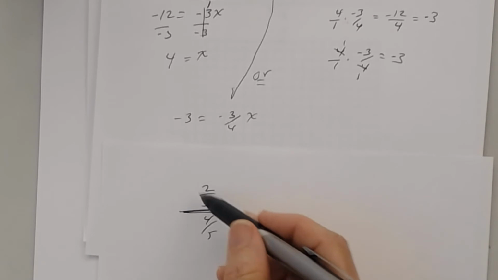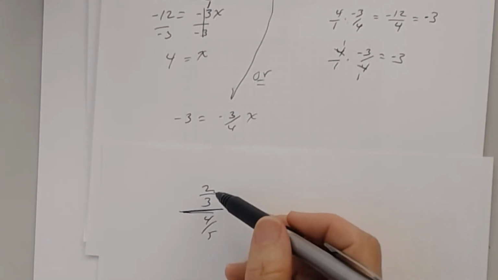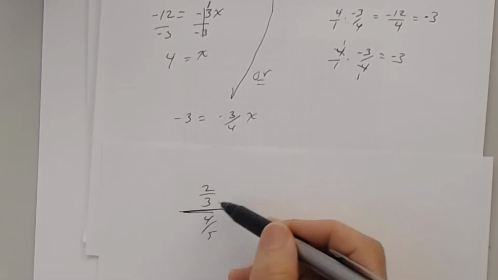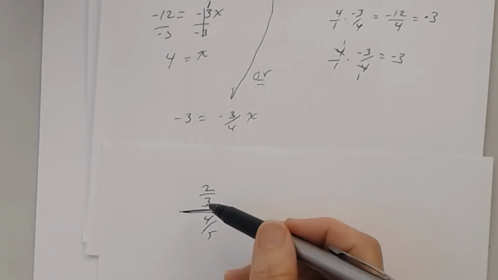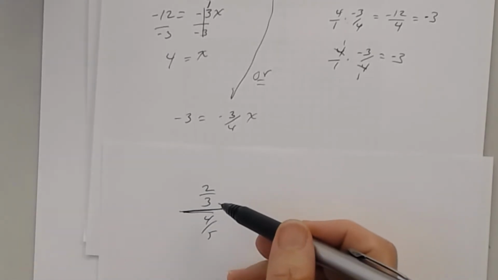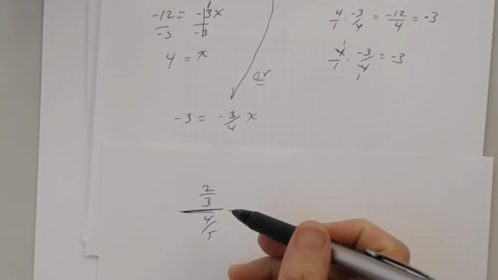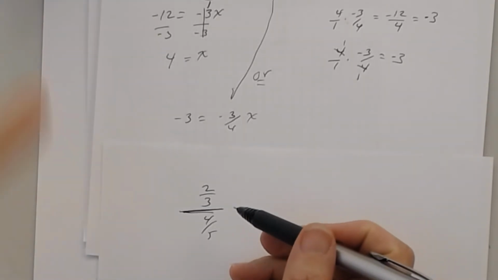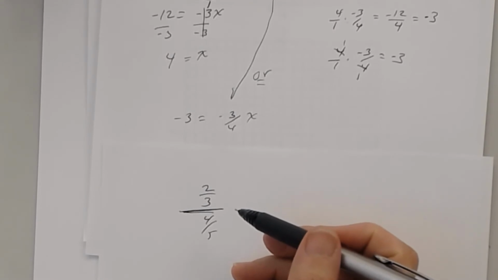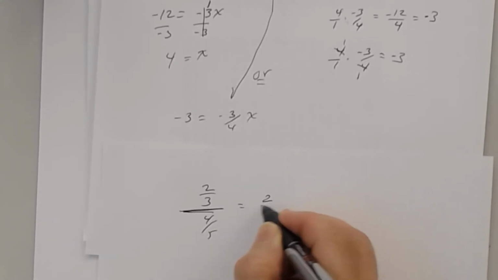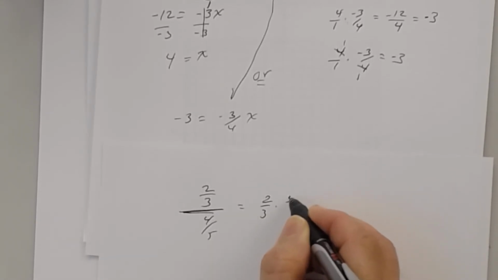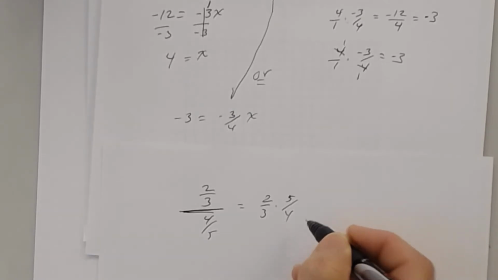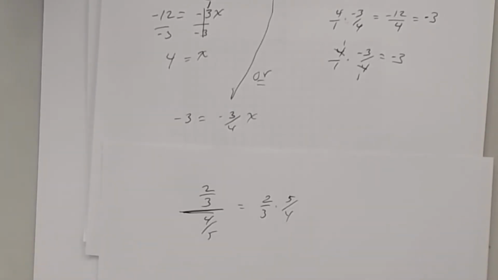You take the top fraction and multiply by the reciprocal of the bottom fraction. Now, Angela finds that easier than what we just did. It's up to you. For Angela, it's easier. So you're going to say 2/3 times what? 5/4. And then you would either reduce first or multiply.